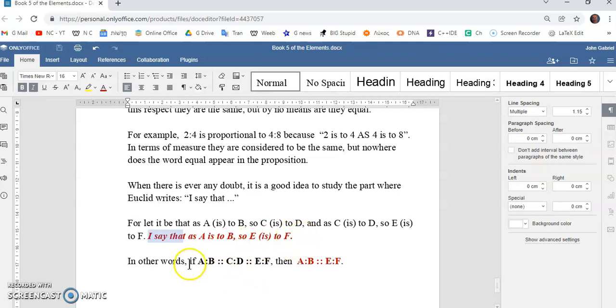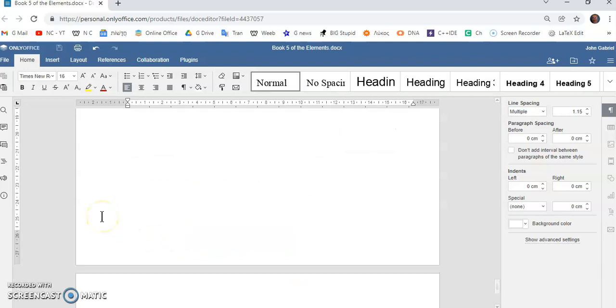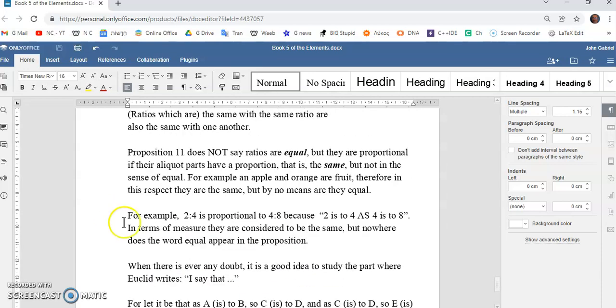Okay. In other words, the conclusion is this, that if you have 3 ratios in proportion, then the first ratio will obviously be the same as the last ratio. Okay. By transitivity of proportionality in this case. Not transitivity of equality, but transitivity of proportionality. And that, my friends, are the first 11 propositions.